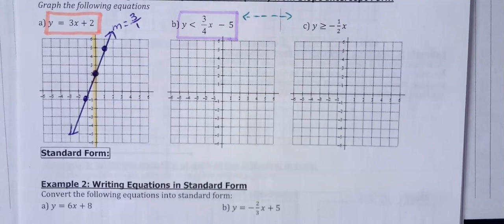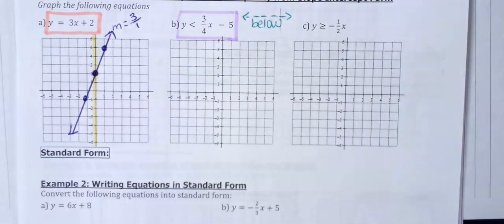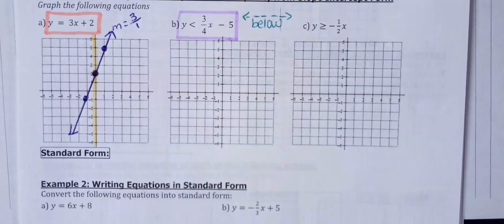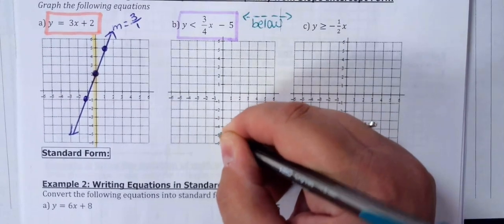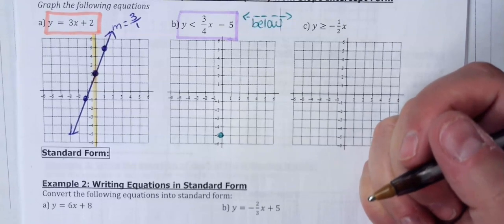Then, if it's y is less than and everything else is on the other side, the 3/4 x minus 5, would you shade above or below to represent the function? Yes, less than goes below, greater than goes above. So when we put this on the graph, we're going to shade below. Could anybody describe how you would start that graph? Where would you go? How would you find another point? Yeah, down 5, yep. And then what do you want to do?